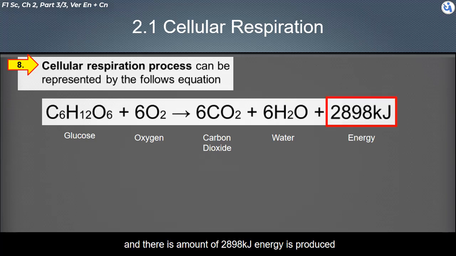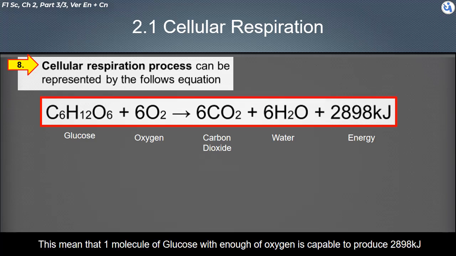And 2898 kilojoules of energy is produced. This means that one molecule of glucose with enough oxygen is capable of producing 2898 kilojoules.